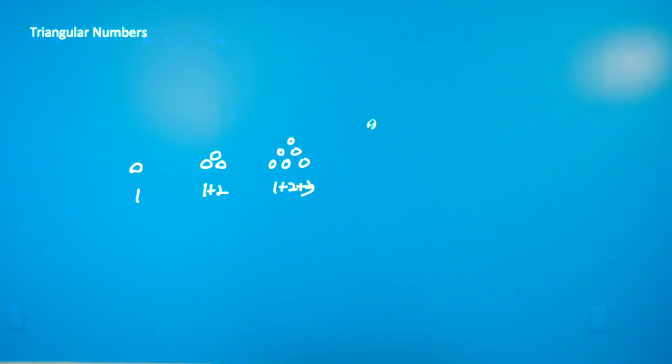The next one is like this. You need 4 more to form the triangle. So always 1 more than the number above it. So the number 3, this is 6, and this is 10. 1, 3, 6, 10.